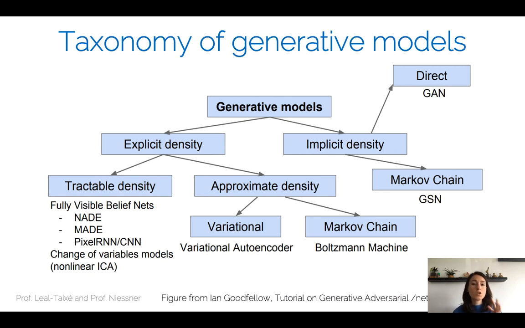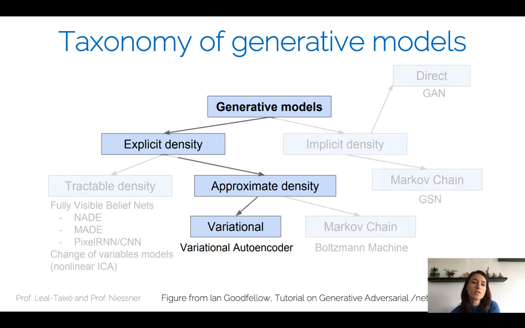There are a lot of generative models, and here's the taxonomy of generative models as it was presented in the tutorial on generative adversarial networks by Ian Goodfellow. As I said, we will see GANs in the next few lectures, and also pixel RNN and CNN. But for this lecture, we're going to focus on variational autoencoders. As the name suggests, these are based on autoencoders, which is what we have seen up until now.